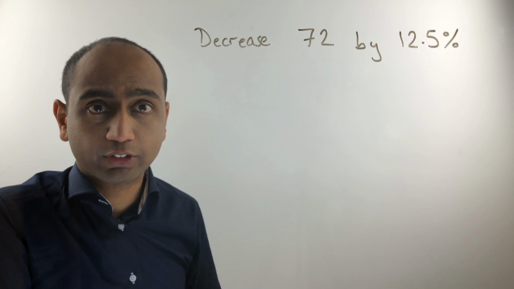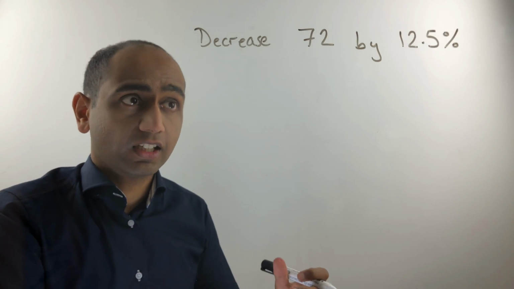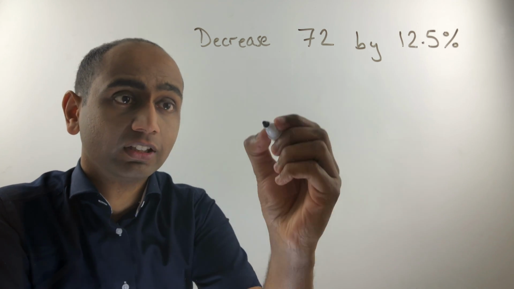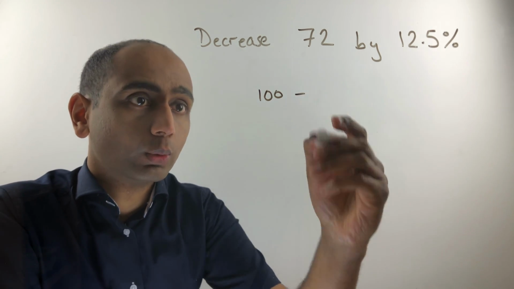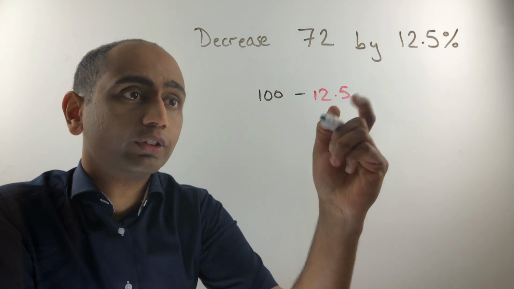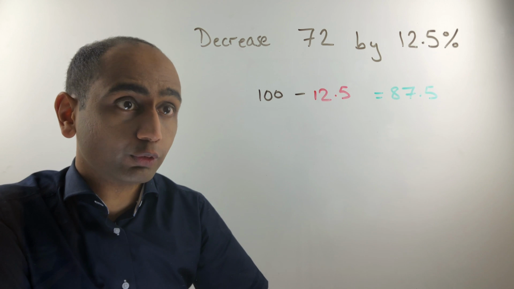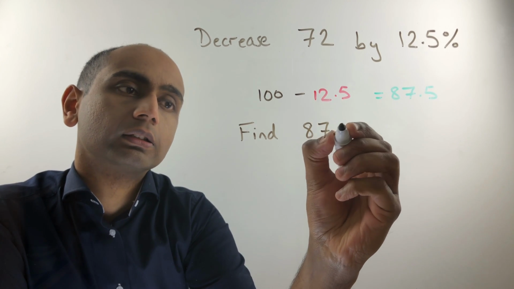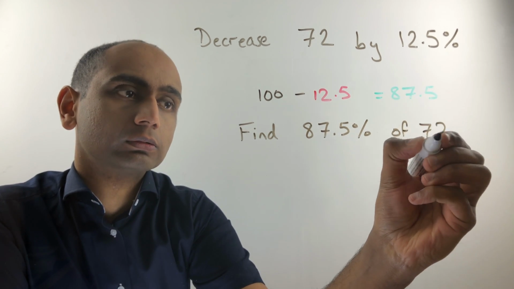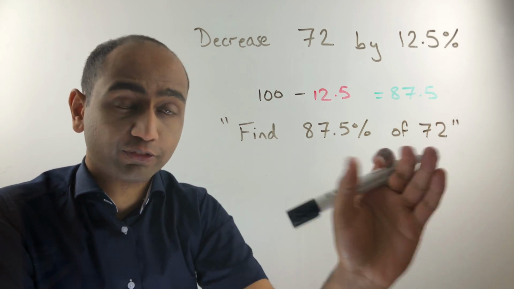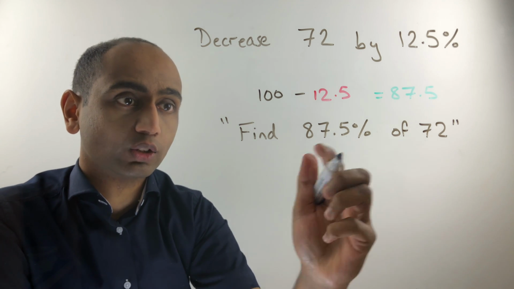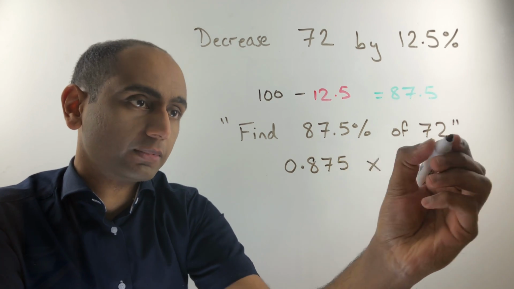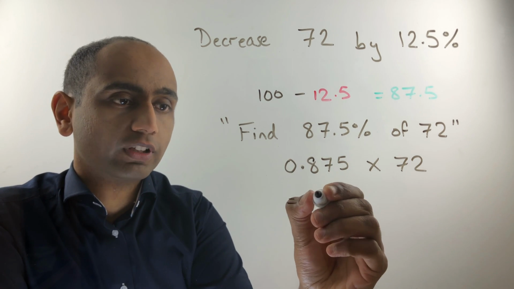Here's the third example. Pause the video and have a go at this one for yourself. Here's the answer. If we're decreasing by 12.5%, that means out of the original 100%, we're getting rid of 12.5%. So what's left is simply going to be 100 take away 12.5, and that gives us an answer of 87.5. So what we're looking for is 87.5% of 72. So we've turned that question into a find a percentage of question, and to find 87.5% of 72, what we need to do is use the decimal form. That's 0.875 times 72. And that gives me an answer of 63.